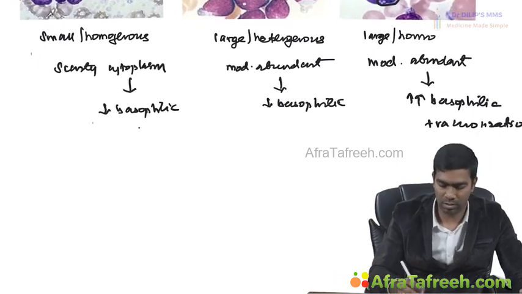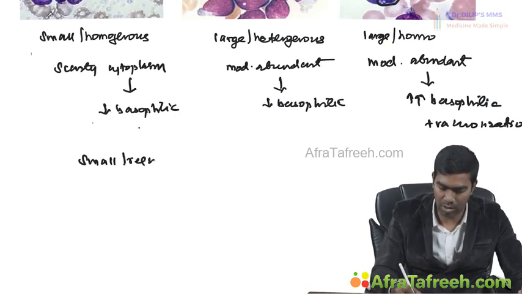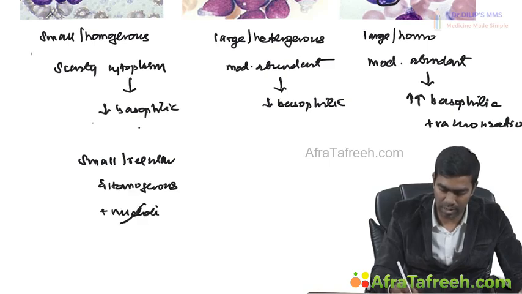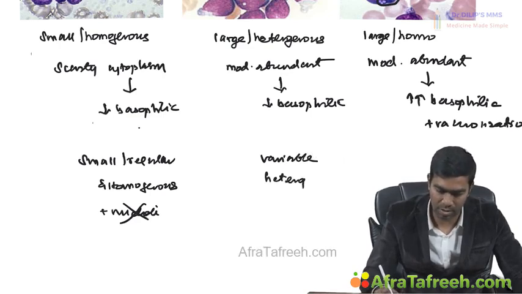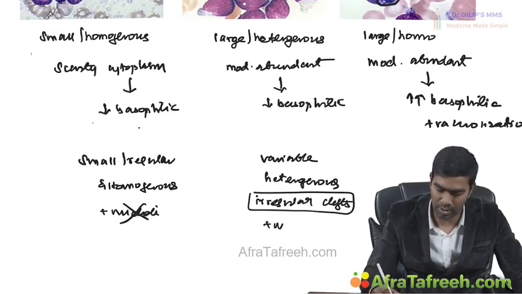Apart from that, the nucleus of L1 tends to be small, regular and homogeneous. But typically you will not see nucleoli that clearly, very inconspicuous nucleoli. But here the nucleus is variable because it's heterogeneous. At the same time, they will have a lot of irregular clefting in the nucleus.